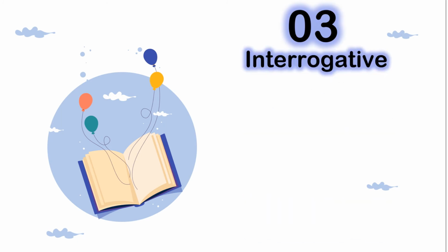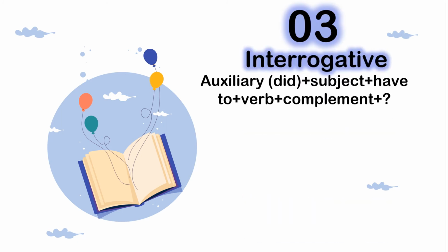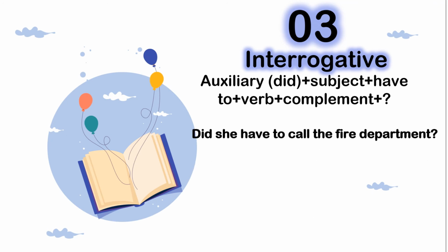Okay, then we have the interrogative form. Auxiliary did plus subject plus have to, verb plus complement and the question mark. So let's see some examples. Did she have to call the fire department? In this case, first you have to use the auxiliary in past, did, then the subject, and have to in the base form because you're using the auxiliary did, the verb in the base form, and the complement. And don't forget the question mark.